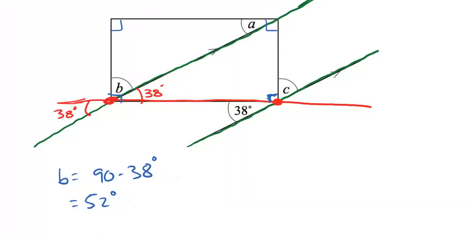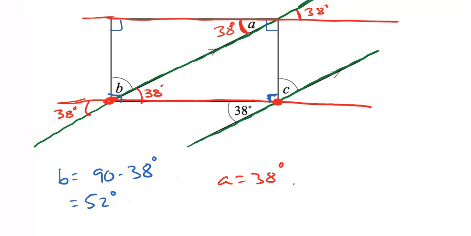Well, A should be relatively straightforward as well because we've kind of got a similar situation because that red line that I've coloured in is also parallel to that line, isn't it? Right? Because they're on a rectangle. So that means I've also got 38 degrees here and here. So A is 38 degrees.